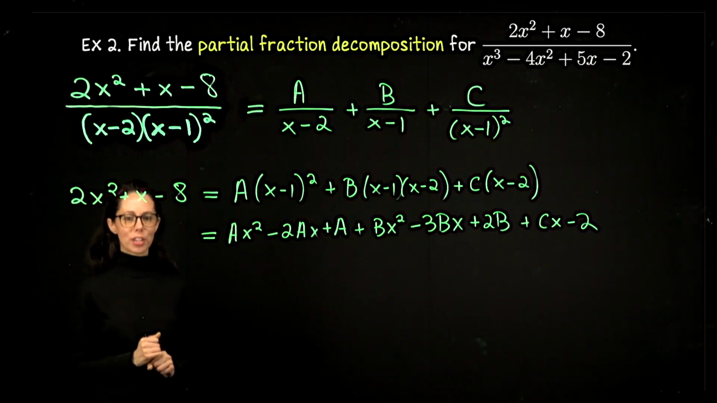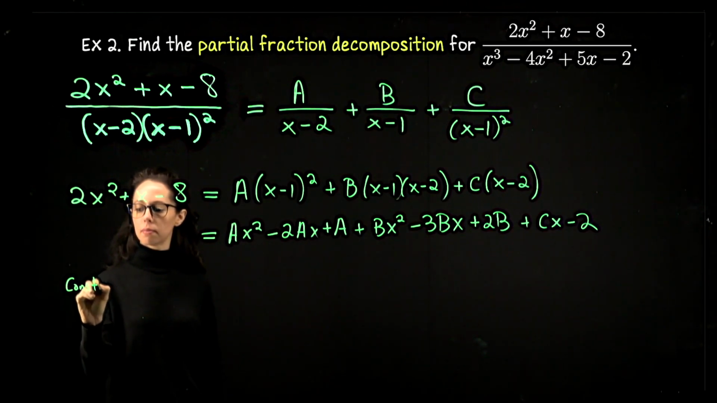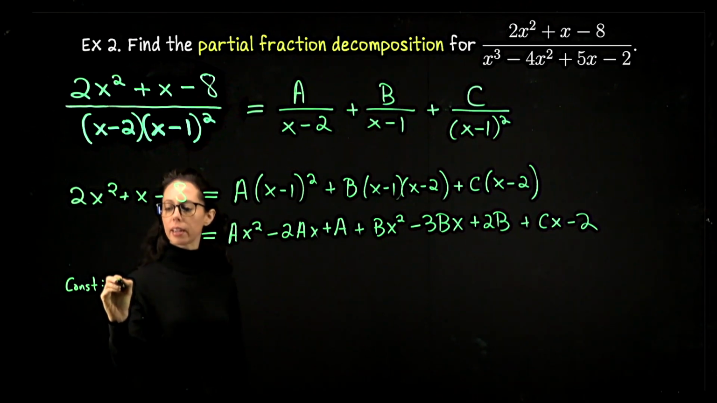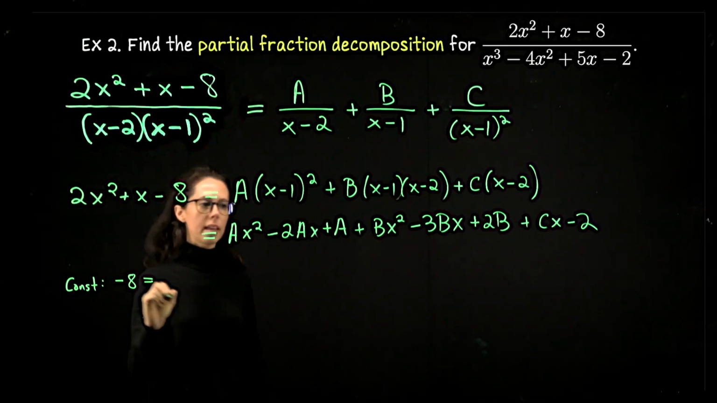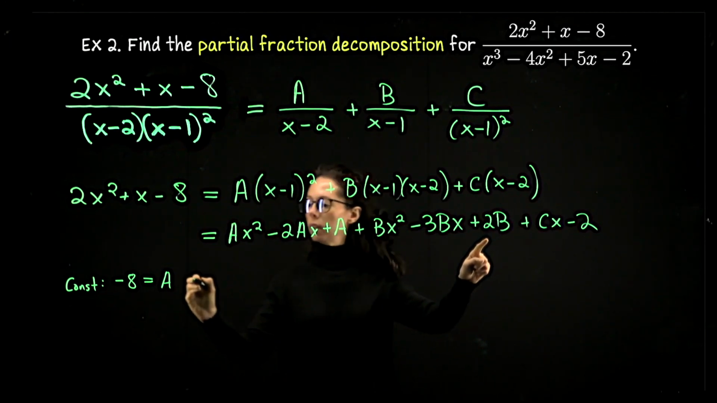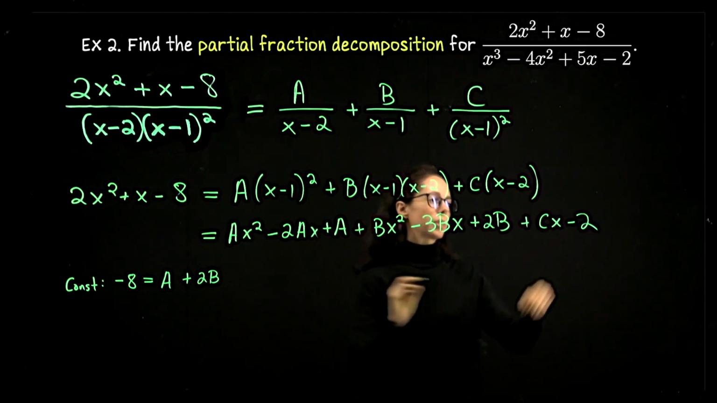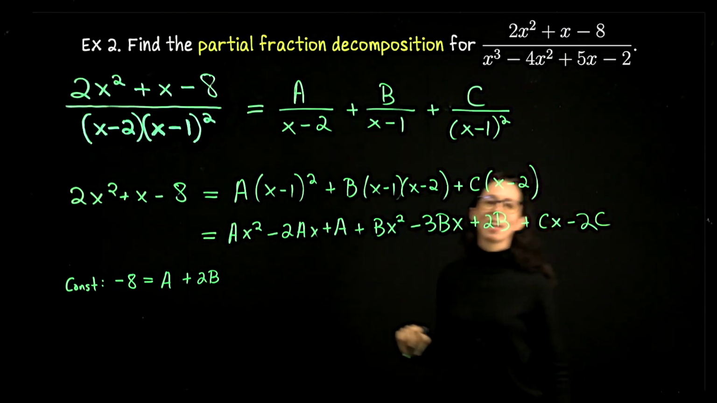Now we can match coefficients. Let's do the constants first. On the left, we have negative 8. And on the right, we have a plus 2b minus 2c. There we go. Minus 2c.